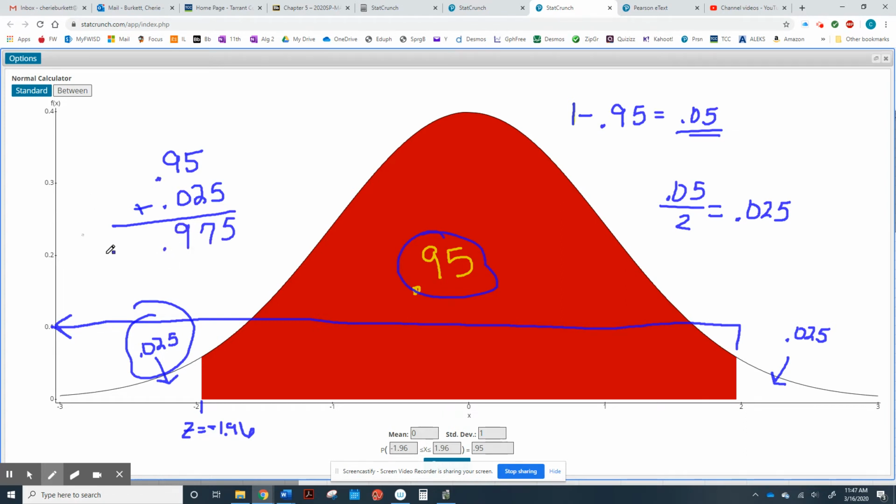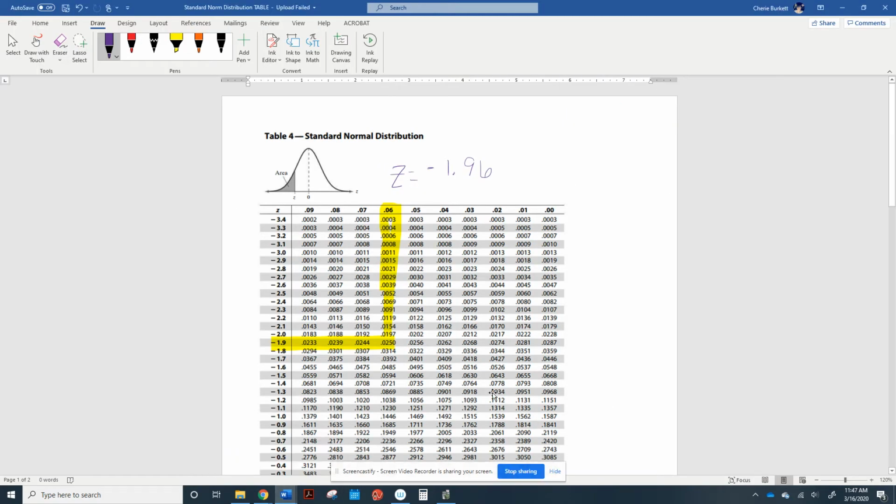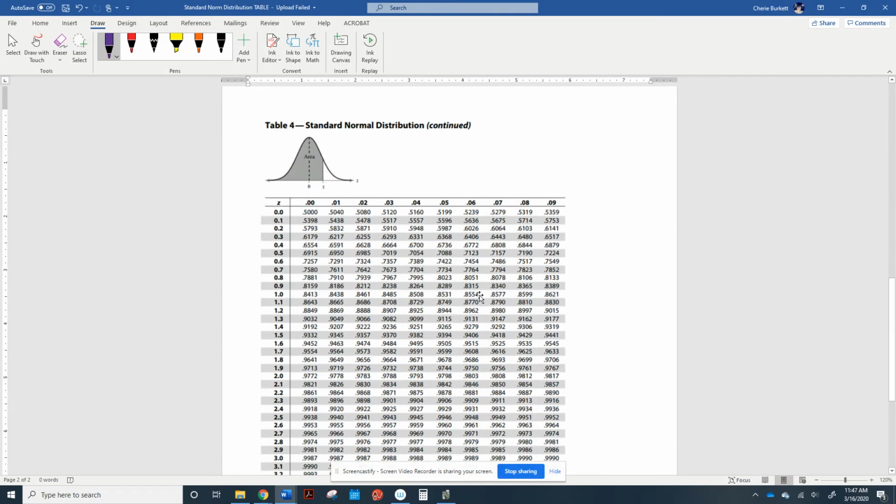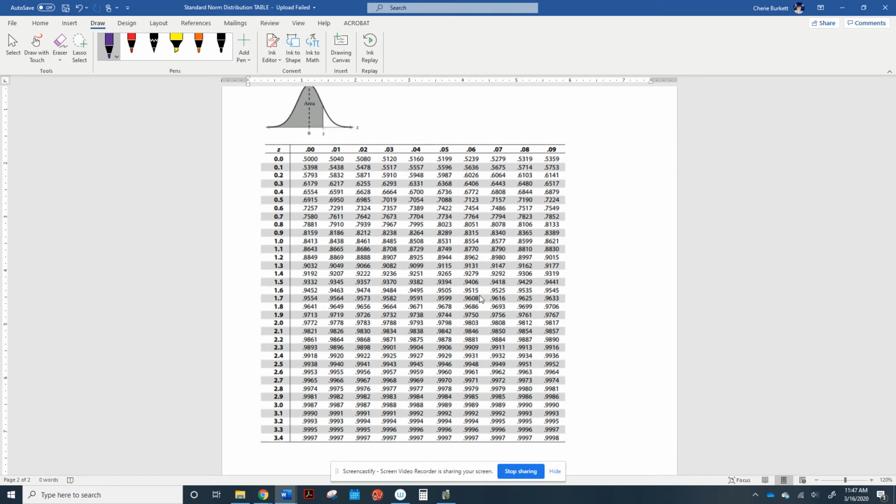0.975. So again, if you wanted to see that on the Z table, you go over here and look up 0.975. Go down here, 0.975. Looky there, we have it. 0.975 right here. And you look over here and it's 1.9, and you go up there. The z-score is 1.96. Okay, so that's how you would use the table.